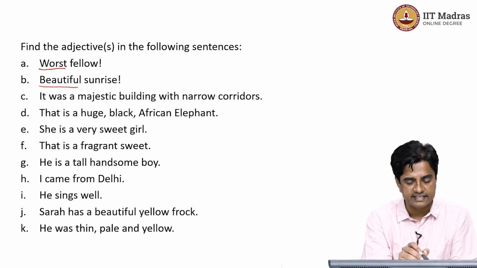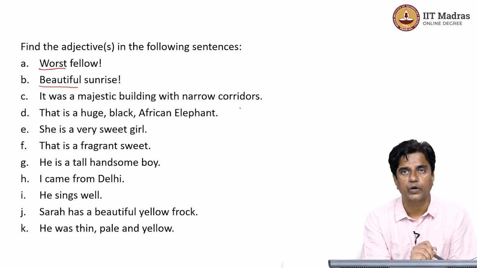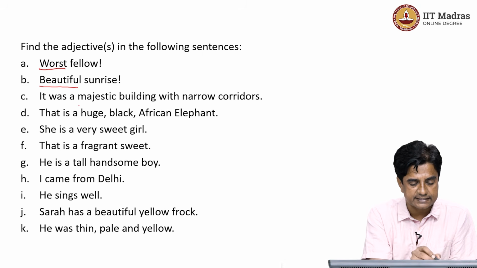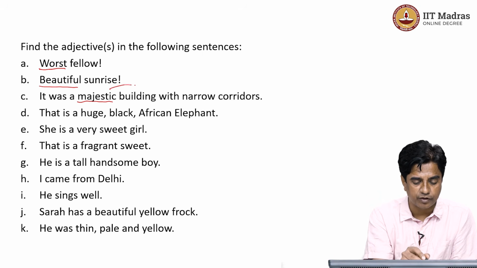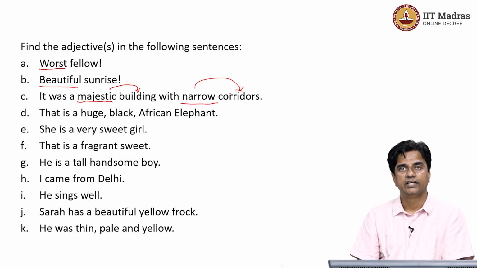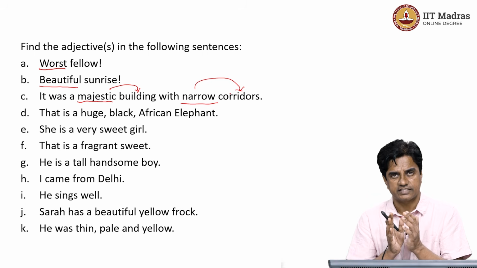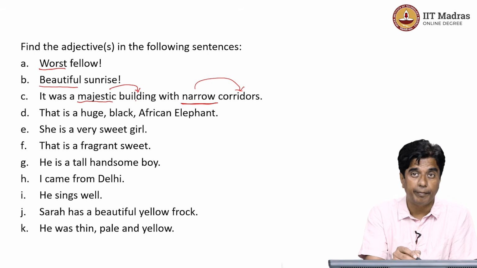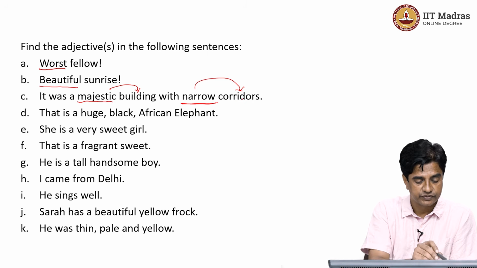It was a majestic building with narrow corridors. So here in this sentence, we see majestic is one adjective which is modifying the building, and narrow is another adjective which is modifying corridors. The scope of adjective is limited. In this case, you can see this narrow does not modify a noun backward. It modifies a noun this way, which is corridors.